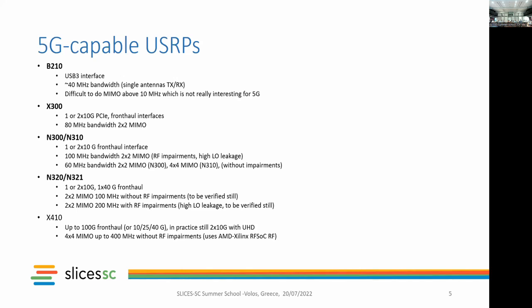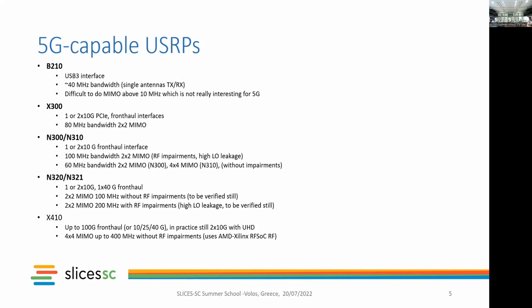The most common ones for doing 5G are the N300 or N310, because these allow, again, with a 2 times 10 gigabit front-haul interface, up to 100 megahertz 2x2 MIMO. So that's the maximal sub-6 gigahertz channel bandwidth in 5G.